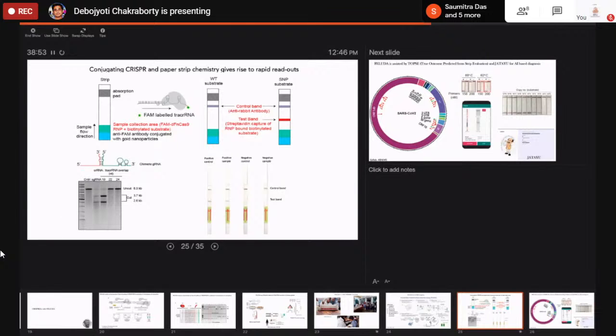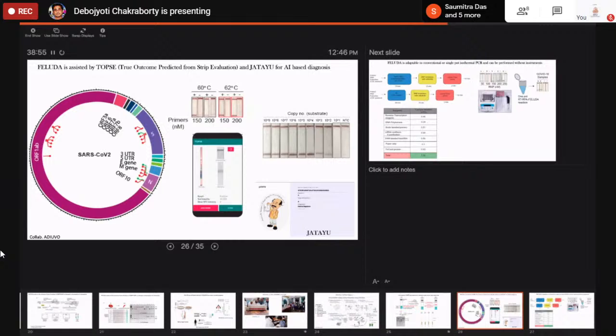clinically relevant viral loads. And if you're a Bengali, you know that if you have a Feluda, there is also Topshe, who is his cousin, and there is also Jatayu, who was the friend in all the Satyajit Ray movies. So we were on a naming spree at that point of time. We really wanted to come up with a complete Feluda trio.